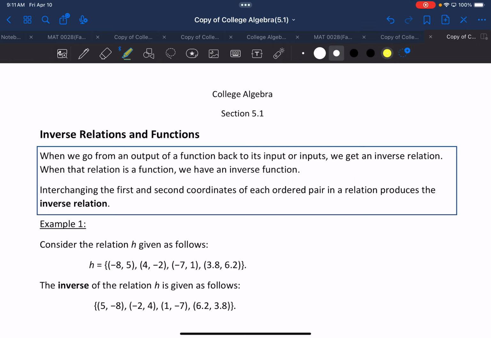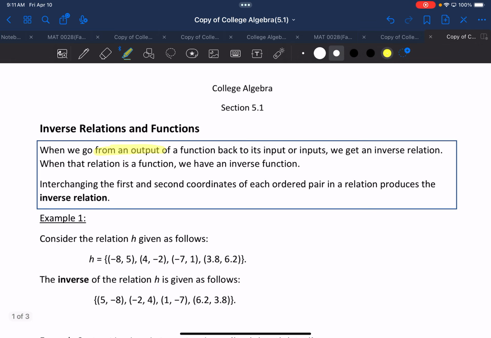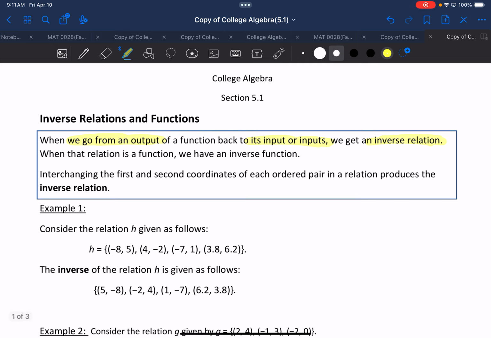So this first box is the definition. When we go from an output of a function back to its inputs, then we get an inverse relation. So usually when we have an equation, we put a number in for x, and that's our input, and then we get an output. Well, now if we go backwards and we take the output and then get back the input, that is an inverse relation. And when we do these examples, it'll make more sense. And then when that relation is a function, we have an inverse function.